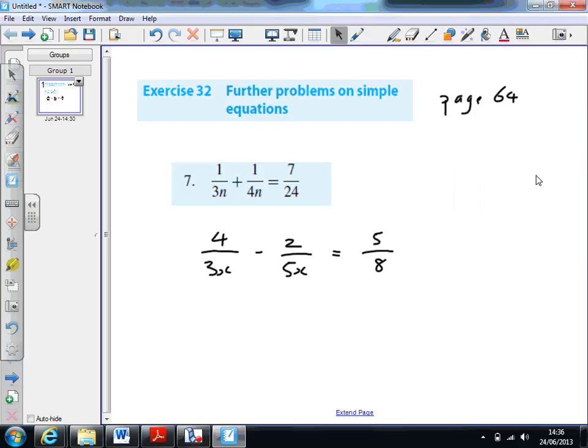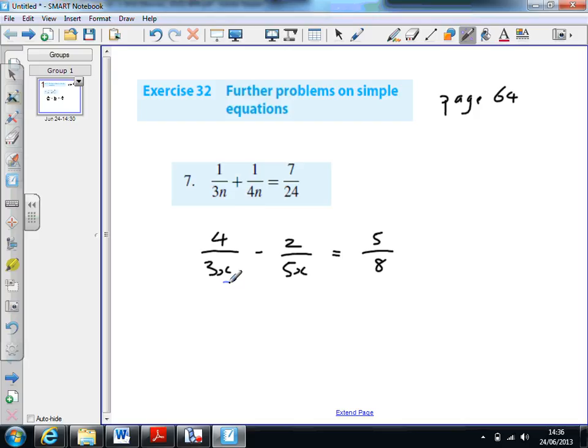Exercise 32, page 64, number 7. Again, I'm going to have a look at one that's similar to this and leave you to have a go at the one in the textbook. But what we have here is the unknown this time, n in this particular question, or x in my example, is underneath in the fraction. So what do we do about that?